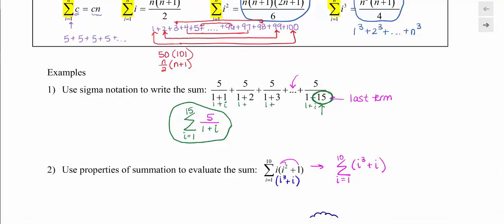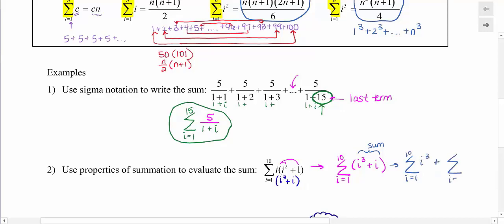And one thing to note about sums is it's very similar to our limits in that if I have a sum of a sum, okay, a summation of a sum, then I can rewrite this and say that this is the sum from 1 to 10 of all i cubes plus the sum from 1 to 10 of all i's. And I can copy these down from above.